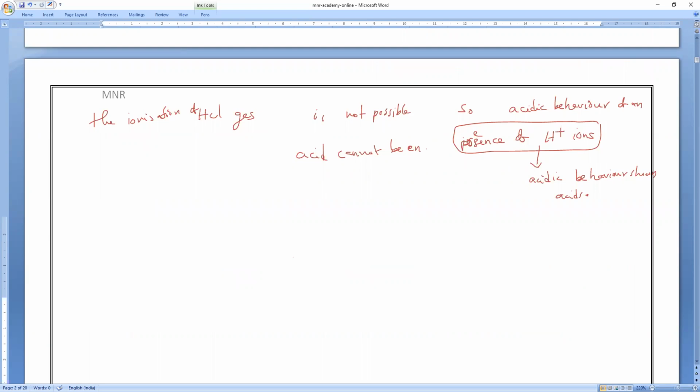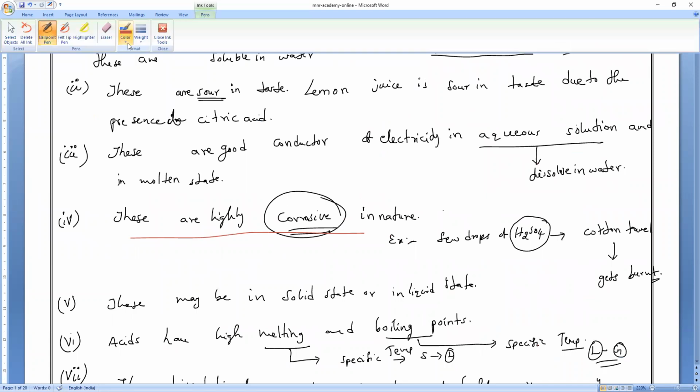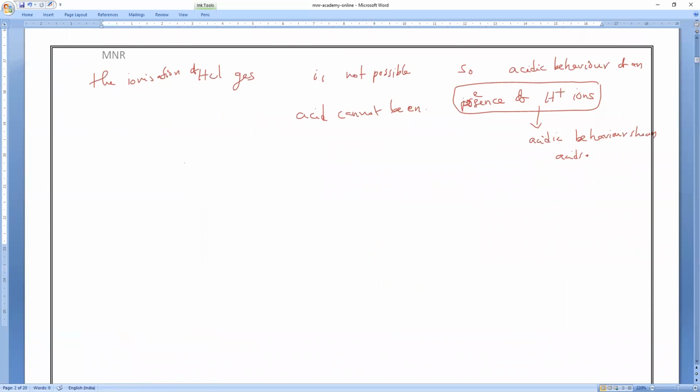Next, physical properties I have taught you. Here, observe, they are highly corrosive in nature. Highly corrosive means they react with cloth, and with metals also. Will acids react with metals or not, everybody? Yes, sir. So now, from the first chapter, I want to know, anybody can tell what is the last type of reaction in the first chapter?